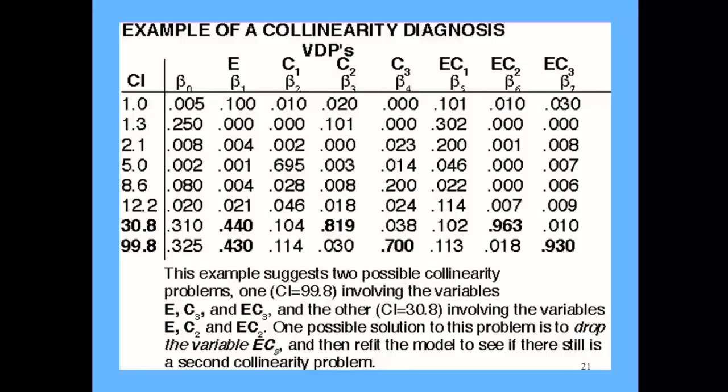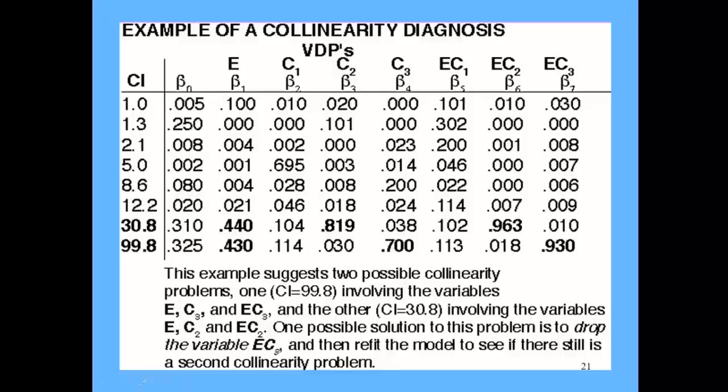You deal with the first problem, you reduce the model. After you deal with the first problem, you see if you have a second problem, and if you decide there's a second problem, you reduce the model again, or you change the model again, and you keep doing this until you find no collinearity problems. That's the idea. Okay?